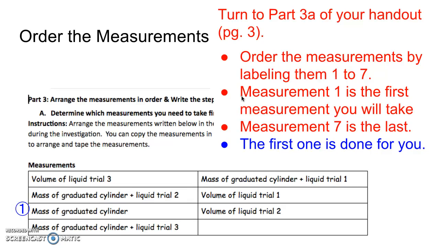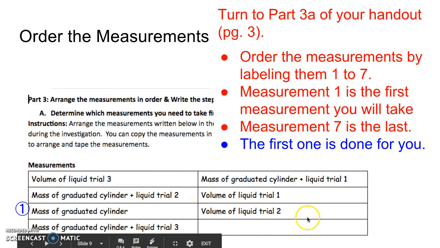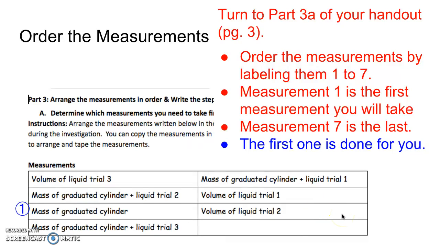So we're going to start with the ordered measurements. You're going to turn to part 3A, which is on page 3, I believe, of your handout, and you'll see this table here. It lists 7 measurements and you're ordering them 1 through 7. Measurement 1 is the first one you take and measurement 7 is the last one.